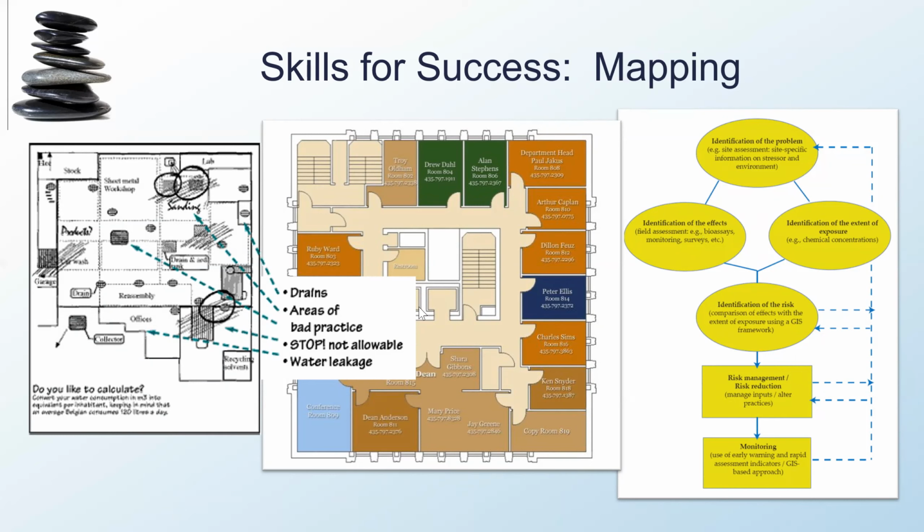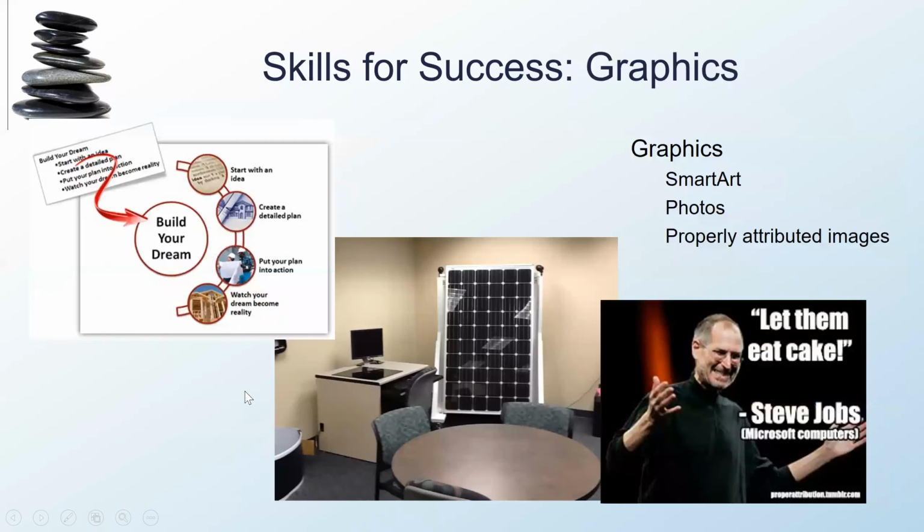And so again, what we're looking for is very professional looking maps and flowcharts. And then graphics, using SmartArt, using photographs, proper attribution for images, look it up. And Purdue OWL, by the way, is still the best for giving you APA information there.